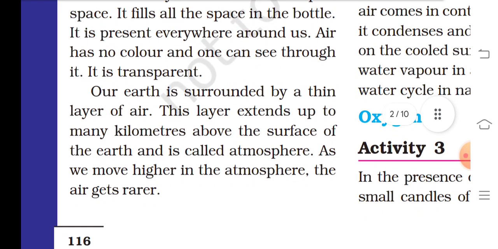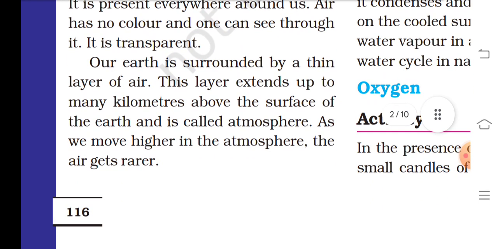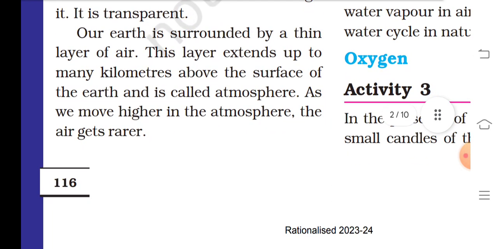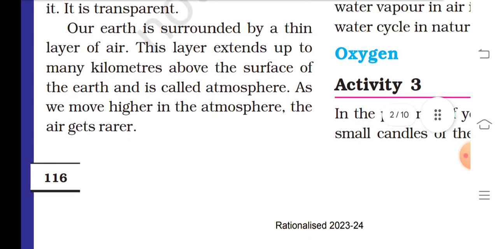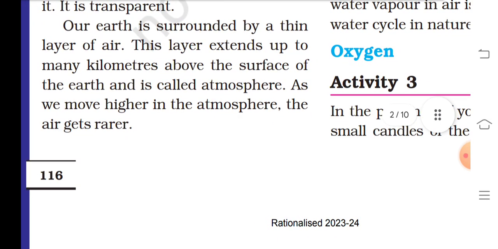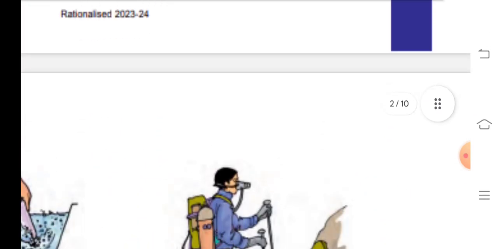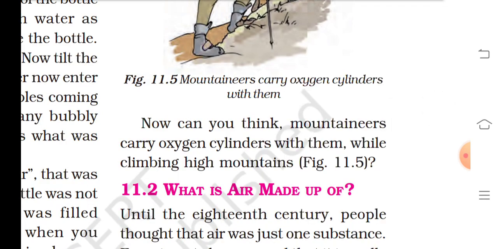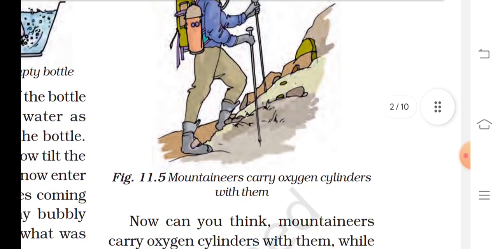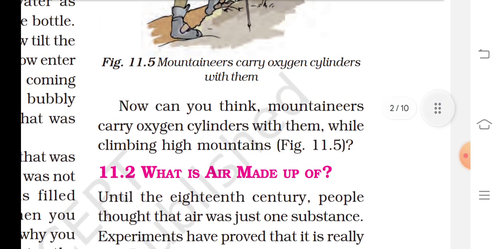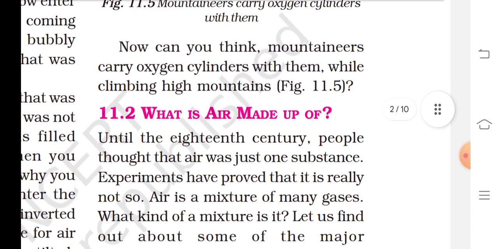Air has no color and one can see through it. It is transparent. Our earth is surrounded by a thin layer of air. The layer extends up to many kilometers above the surface of the earth and is called the atmosphere. As we move higher in the atmosphere, the air gets rare. Mountaineers carry oxygen cylinders with them. Now can you think why mountaineers carry oxygen cylinders while climbing high mountains?